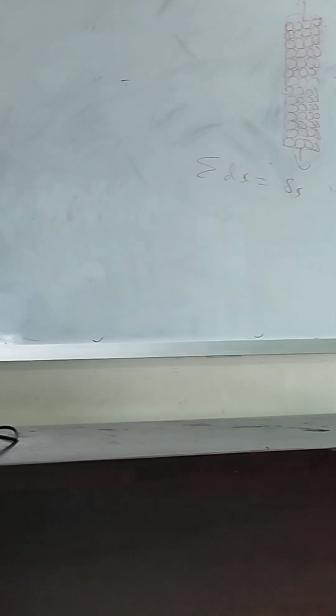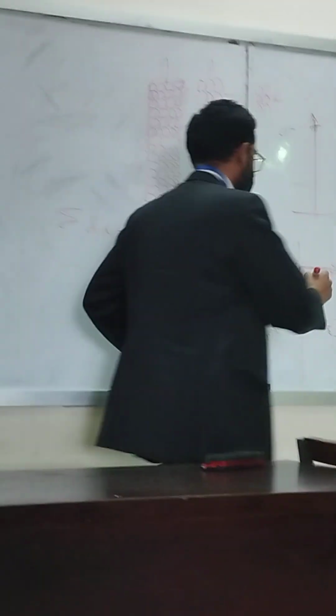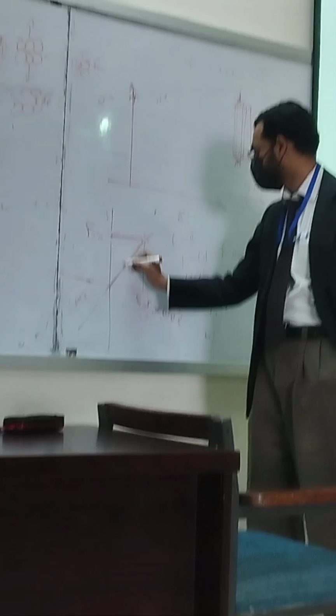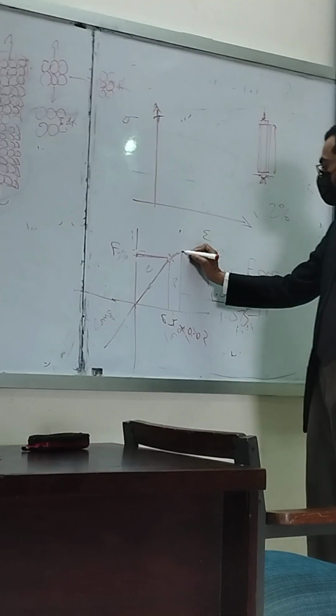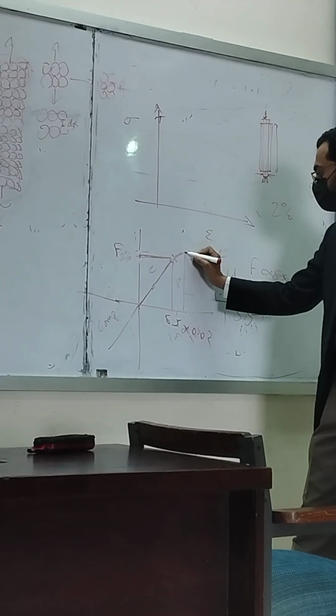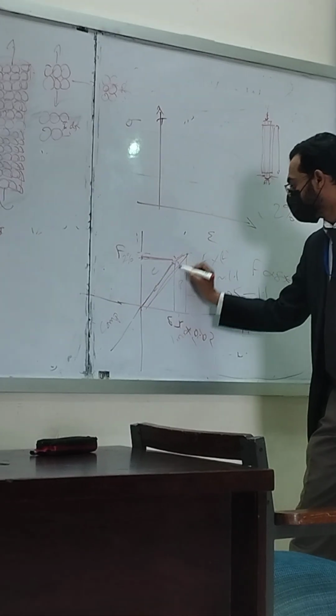Okay, so we have two regions in the force displacement curve. This is going to be the elastic region, and this is going to be the plastic region. If I start unloading from this point, it is going to follow a line parallel to the original line.